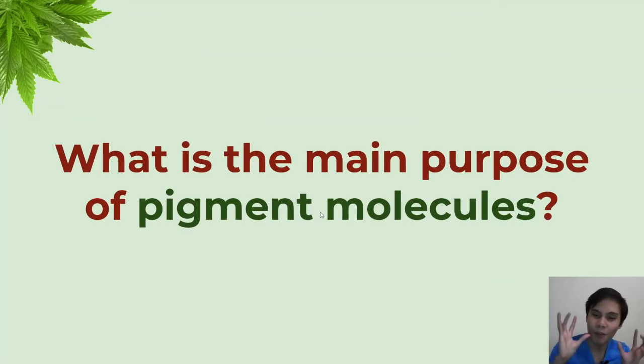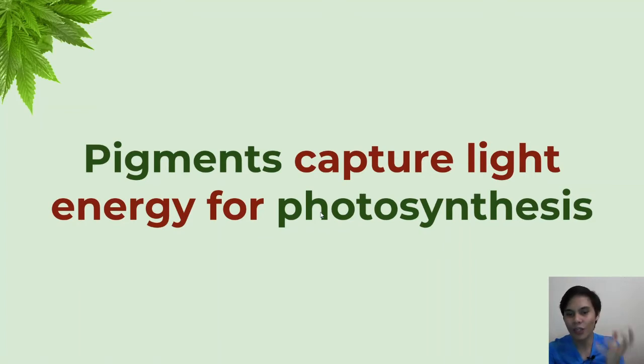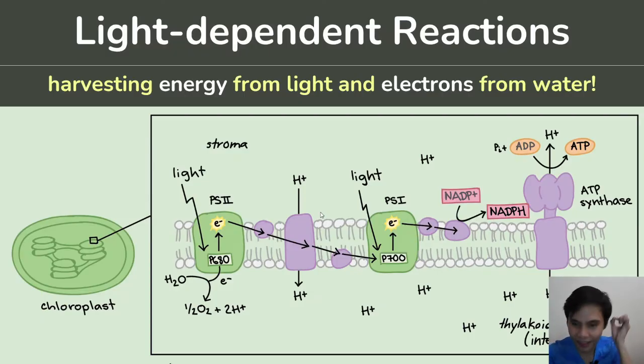So what is the main purpose of pigment molecules? Again, it's to capture light. They capture light energy for photosynthesis, and that fuels the light-dependent reactions because, again, they depend on light. It harvests energy from light and electrons from water in order to produce something. So this entire diagram, we're going to go through step by step.